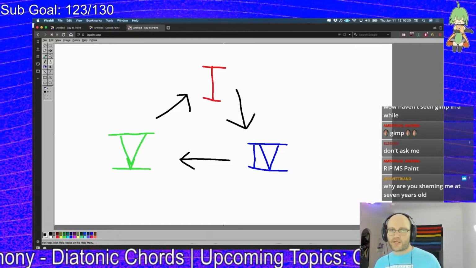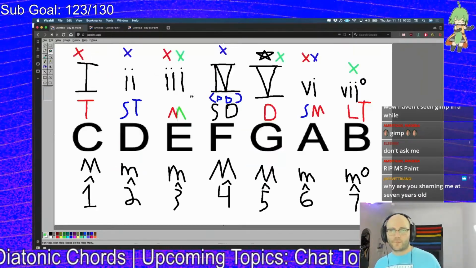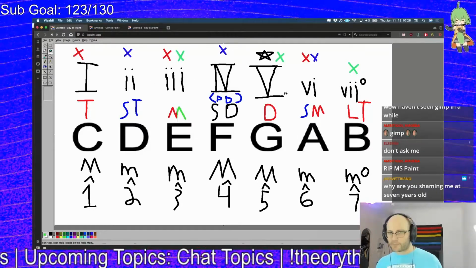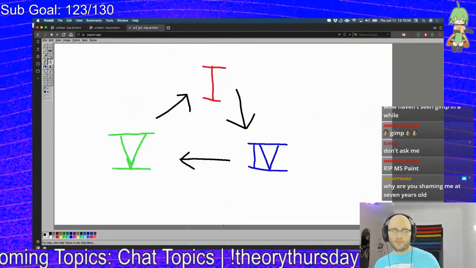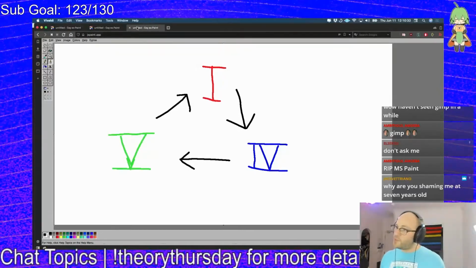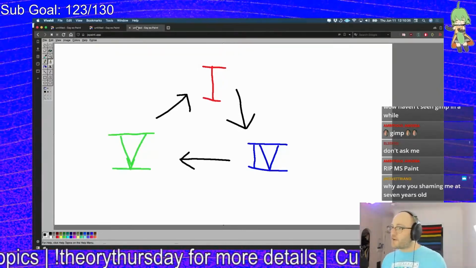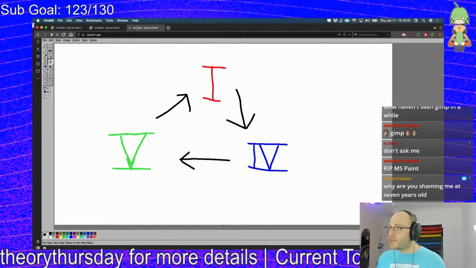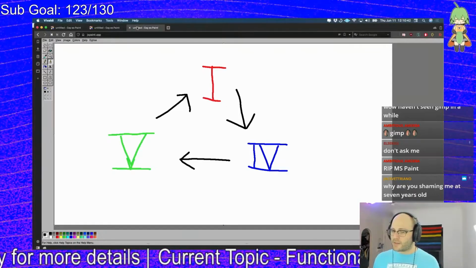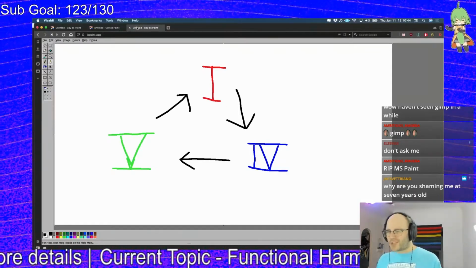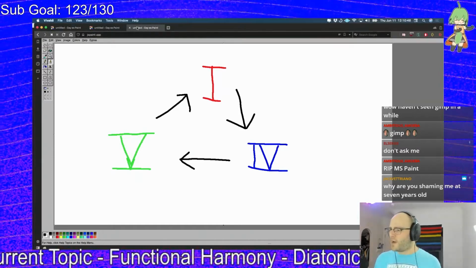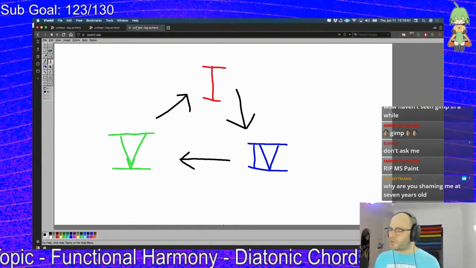Tonic to predominant to dominant, back to tonic. Now, I should say, this was when we were talking about this idea of functional harmony. I haven't gone into sort of the caveats to this. We've touched on some of them with the substitutions and how some chords can serve multiple roles.